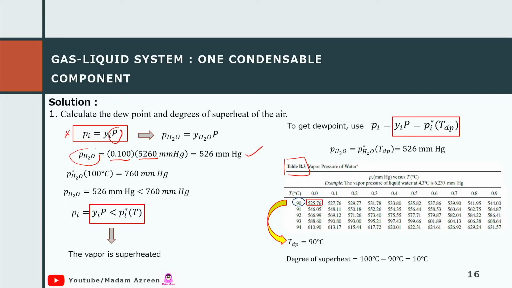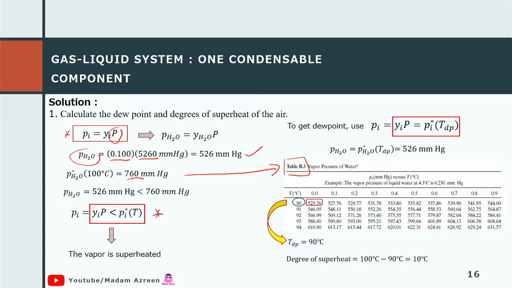And then kita kena tengok dekat table B3. Okay, tengok dekat table B3. At 100 degree C, what is the pressure? Okay, the vapor pressure at 100 degree C, which is 760 mmHg. Okay, keadaan ini ialah keadaan superheated. Okay, sebabkan ini, sebabkan nilai partial pressure 526 ni lebih kecil daripada 760.